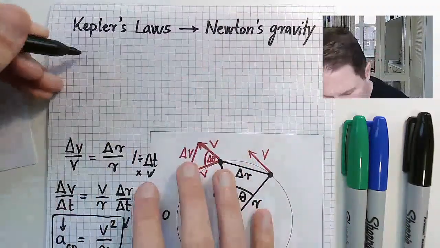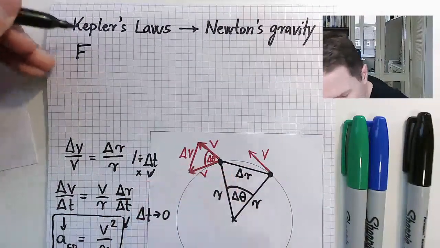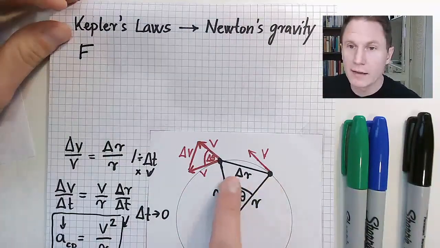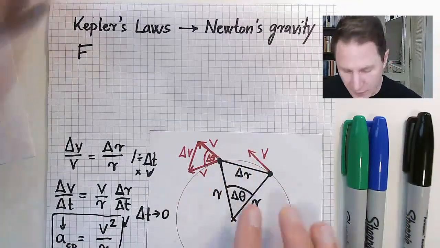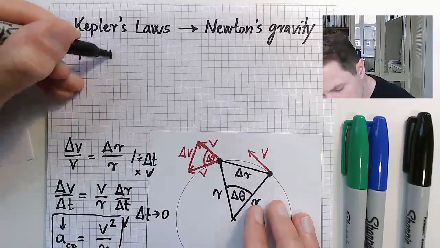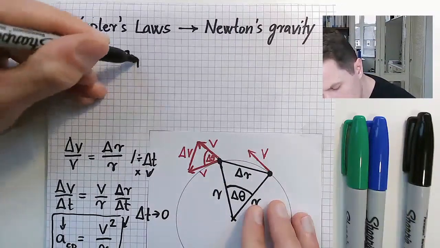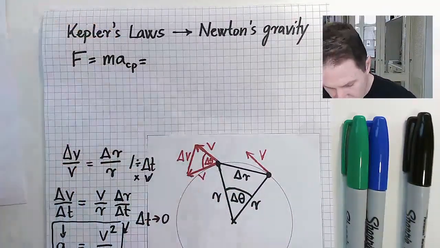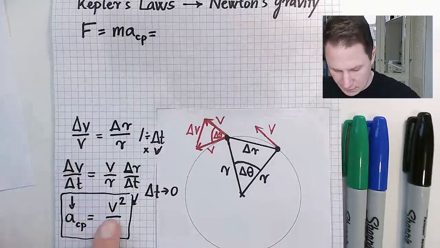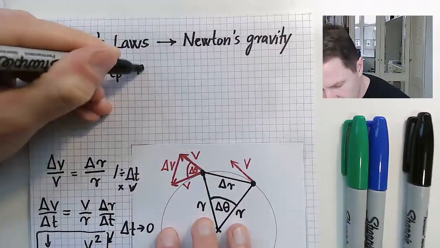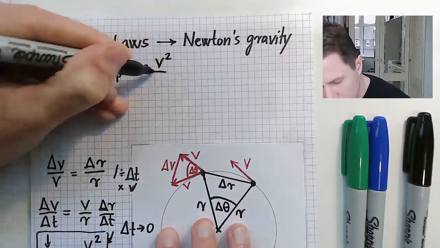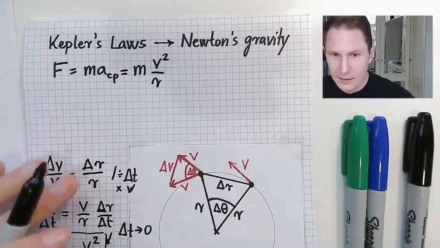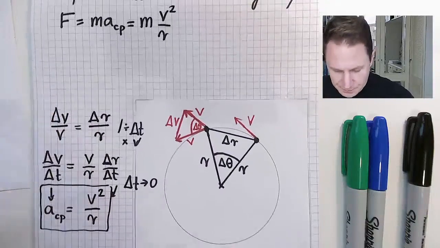Okay, so all we have here is we just derived the formula for the centripetal acceleration. So let me just write down Newton's F equals ma. We are looking for the force acting on this object, keeping it on its circular orbit. So that's F equals ma, where a is the centripetal acceleration, which we just noticed to be v squared over r. So we have m times v squared over r. Okay, now what is v exactly? Well, just think about this.